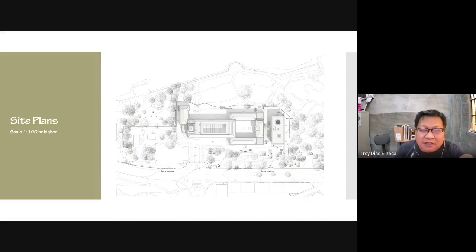This is a site plan. Site plan or site development plan is usually done in scale of 1 is to 100 or higher. So sometimes if your floor plans are 1 is to 100, your site plan is the drawing smaller, because the focus is more of what's outside the structure. So what's within the property but outside of the structure.